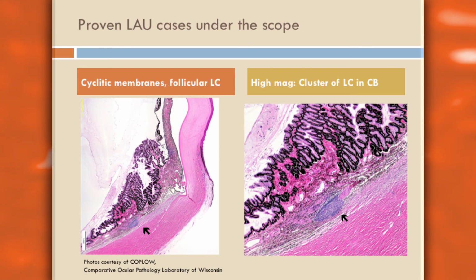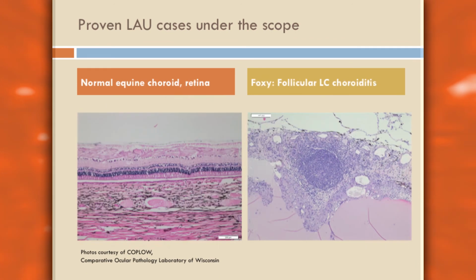And this is what things look like on high magnification. Here we are. Here's one of these follicles, just like a Peyer's patch. You can spot it there, and there it is, just like a Peyer's patch. And here's a normal choroid and retina here. Here is Foxy. That's the pampered pet one. And she's got those, it's just like an army has moved in.